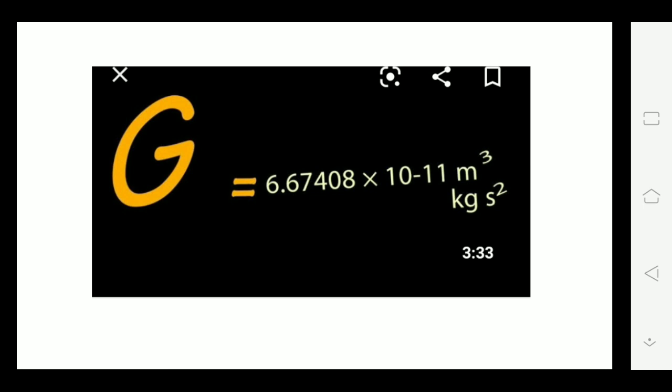Why? Because N is the unit of force F, m is the unit of distance d square, and kilogram is the unit of masses. Okay, thank you.